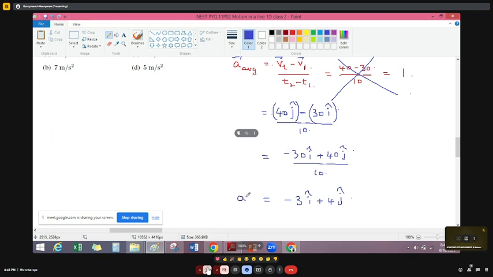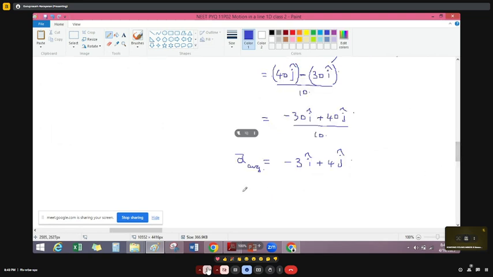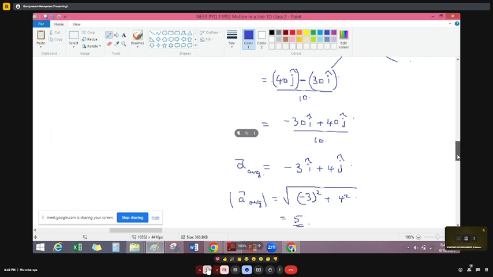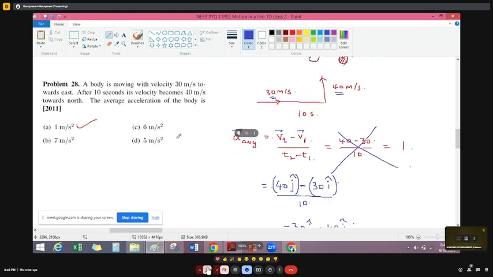So this is the average acceleration vector. So the magnitude, what do we have to do? You have to square and square root. Yeah. So square root of minus 3 the whole square plus 4 square. So it will become 5. Right? 9 plus 16, 25. That will be 5. So that means 5 is the correct answer.